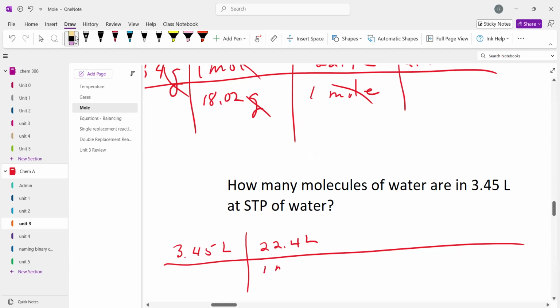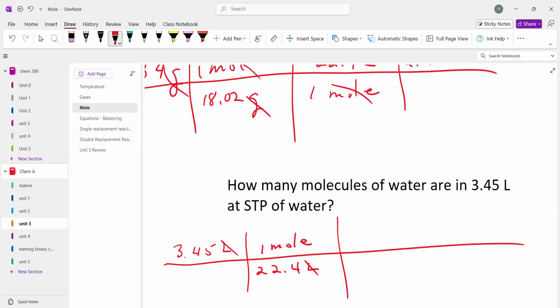And now we've got moles of water at STP. Now we're going to convert over to molecules of water. How many? Okay. Keep that in your mind. Whenever you have to do how many of something, think of the 6.02 times 10 to the 23rd.